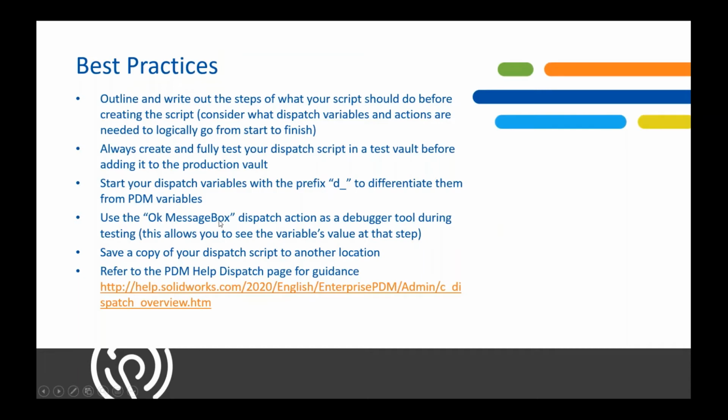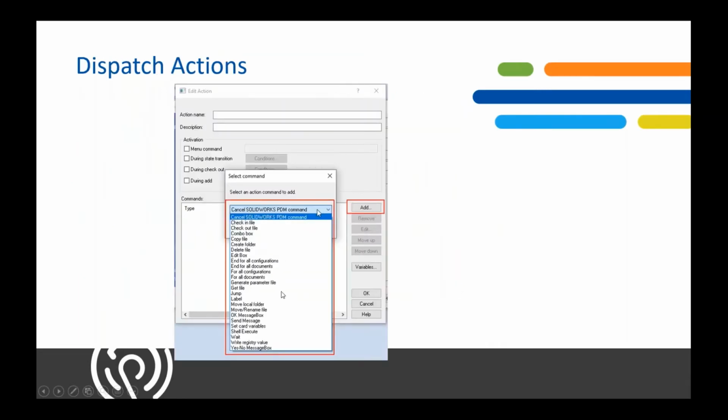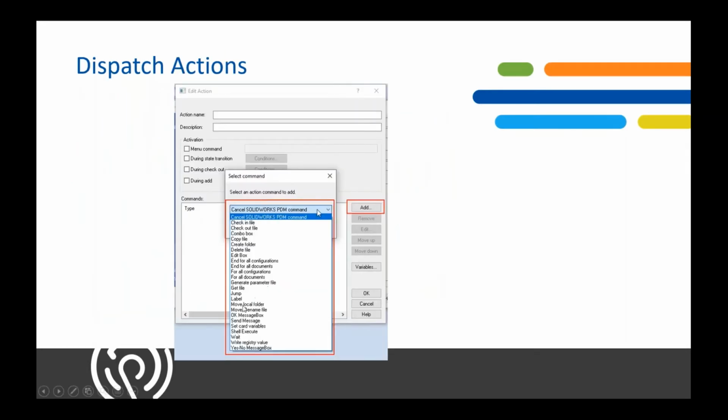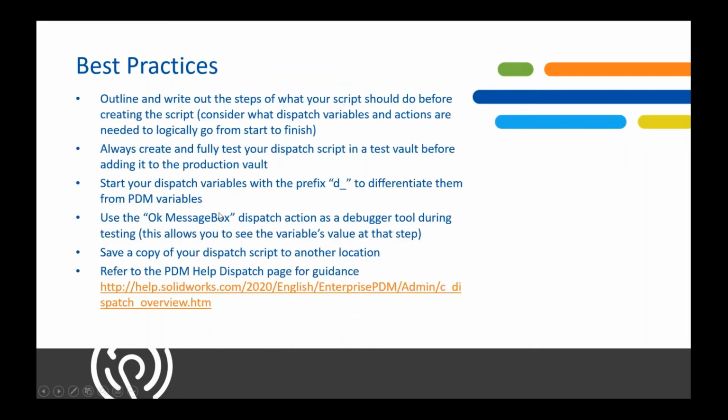Next up, use the OK message box dispatch action. If we look at the dispatch actions, that's located right here, OK message box. What that does is you can put different variables in that action, and it will display them to you as a pop-up when that step runs. So if you have like 10 steps, and for example you were curious to see what the dispatch variable value at step 5 is, go ahead and put the OK message box in step 4, right before it goes to step 5, or maybe after step 5, and you can see what the dispatch variable value is equal to. That's part of debugging. Dispatch doesn't have a very good debugger tool, so this is basically the best way to debug your code.